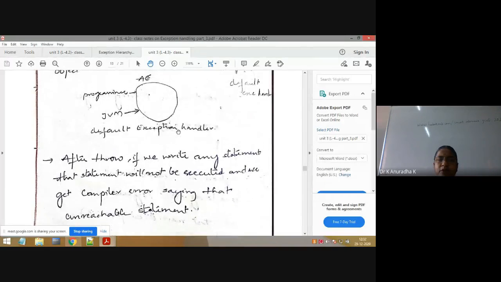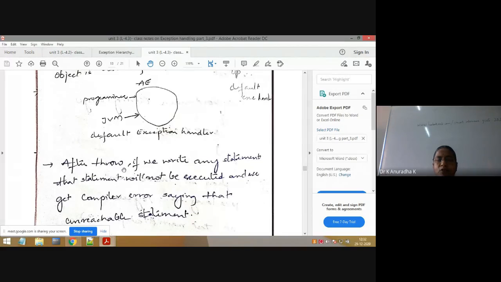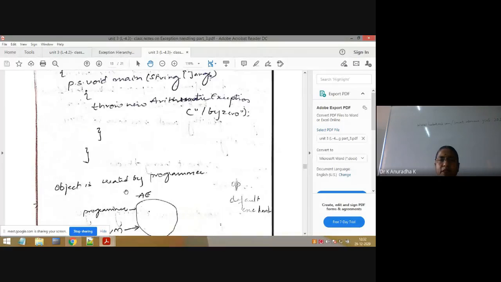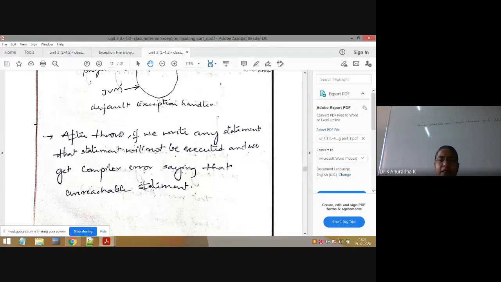The next and last important point in throw is that if you write any statement after throw, those statements will not be executed. We get a compiler error saying unreachable statement. Like inside the try block, after the exception, if you write any statements, those statements will not be executed. Like that here also, after throw, if you write any statements, they will not be executed and you will get a compiler error. So with this, throw is completed.